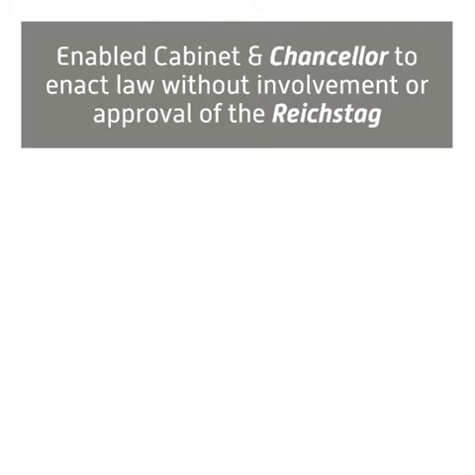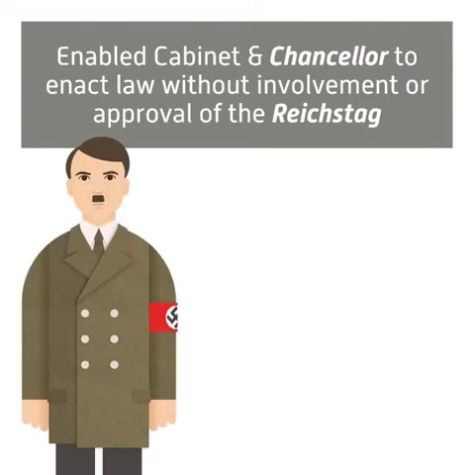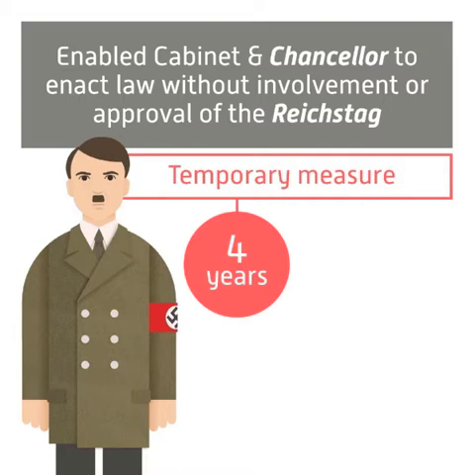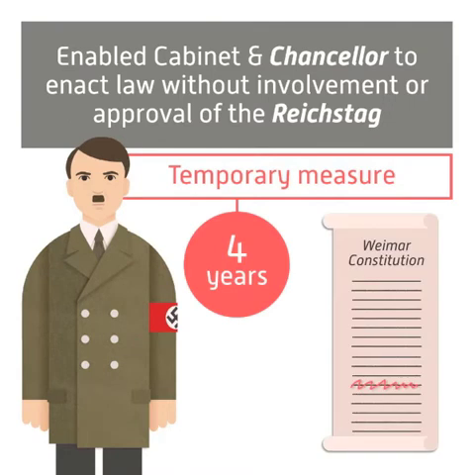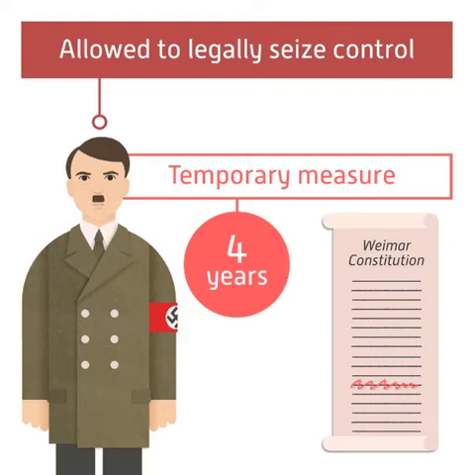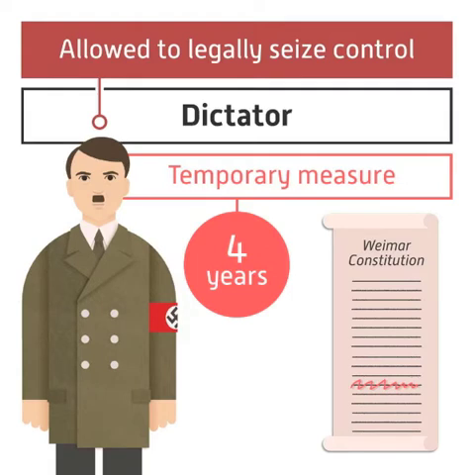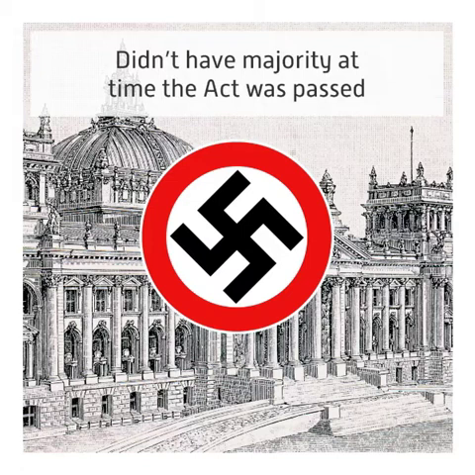It enabled the Cabinet and Chancellor Adolf Hitler to enact law without the involvement or approval of the Reichstag. It was a temporary measure that would last 4 years. The Enabling Act caused a significant change to the Constitution and allowed Hitler to legally seize control and become a dictator. The Nazi Party did not have a majority in the Reichstag at the time the Act was passed.